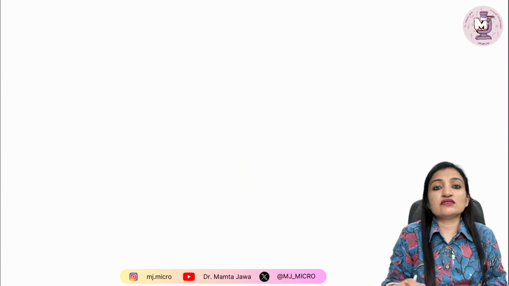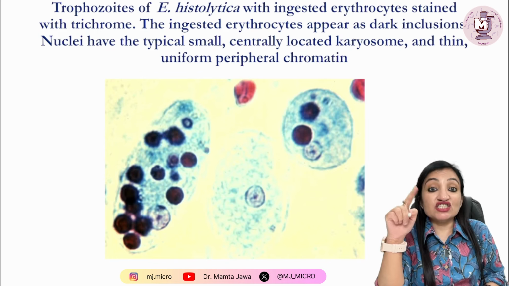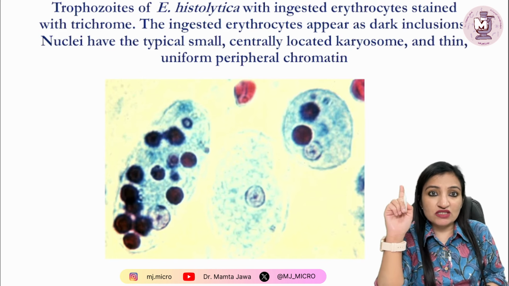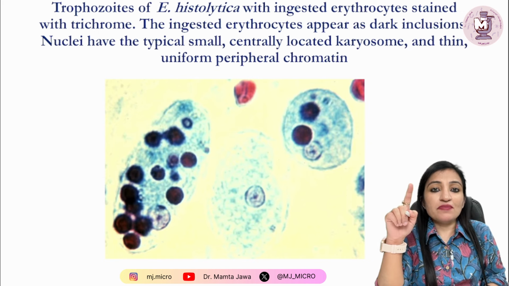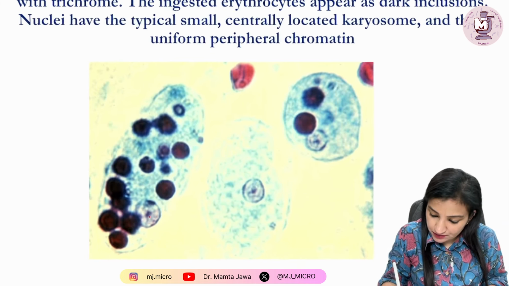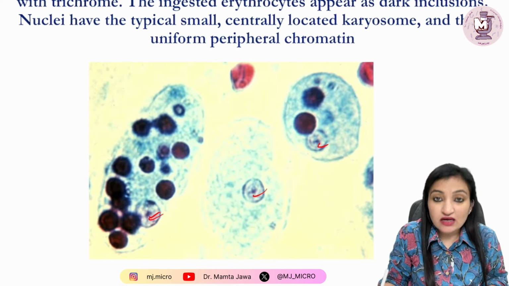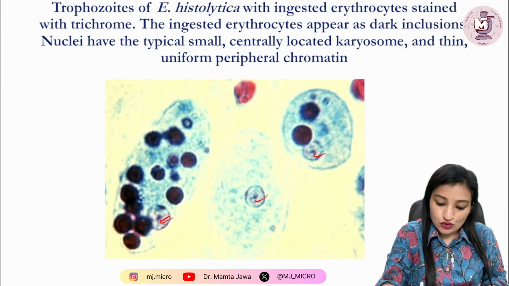Now look at this. Trophozoites of Entamoeba histolytica with ingested RBCs stained with trichrome stain. The ingested RBCs appear as dark inclusions. So this is also a very good picture. ठीक है, so the nuclei have got the typical small centrally located karyosome. ये रहा, this is the karyosome, यहाँ पे, ठीक है, and thin uniform peripheral chromatin.